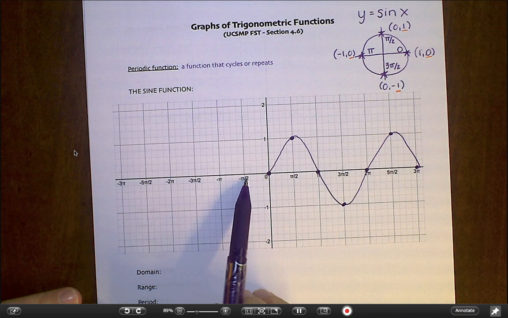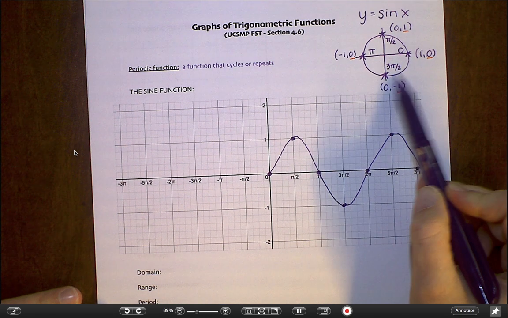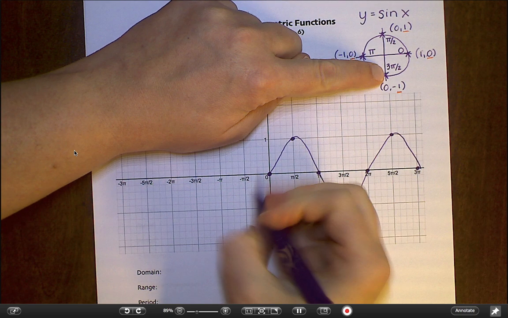Well, what about negative pi over 2? Where would that be located? Well, if I'm standing here, negative pi over 2 is the same as 3 pi over 2, right? And that had a sine value of -1.